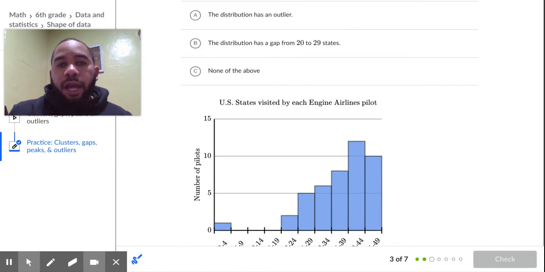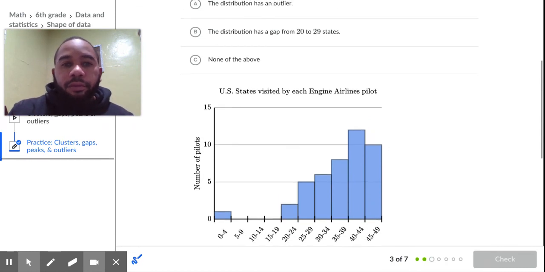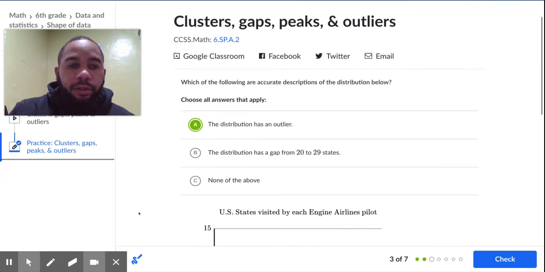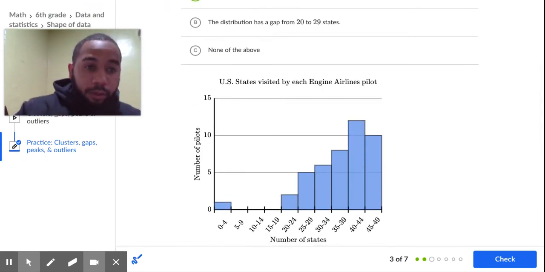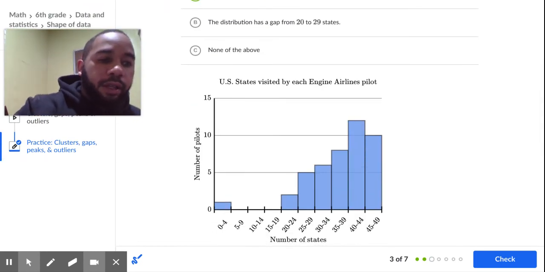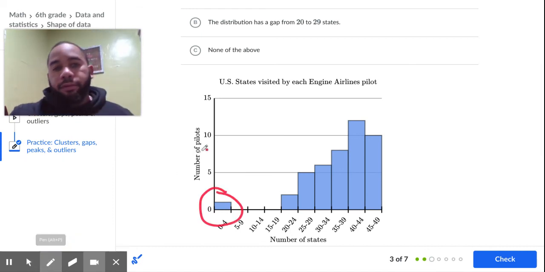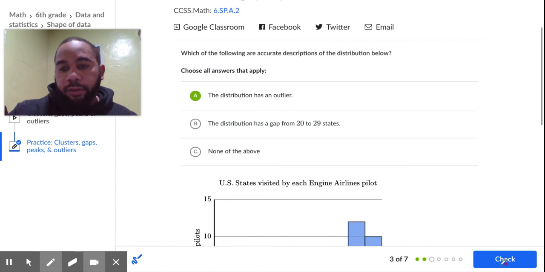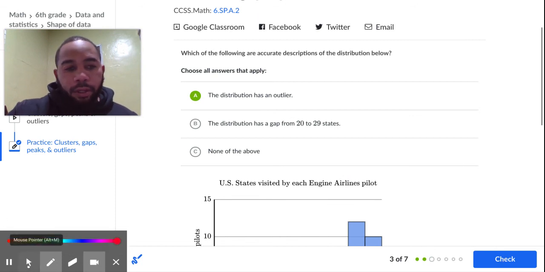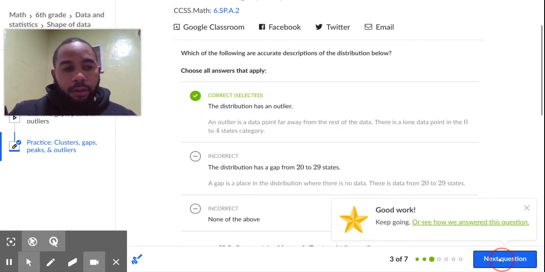This one has an outlier. It has an outlier again, that outlier right there. Okay. So it has an outlier. And hopefully that helped.